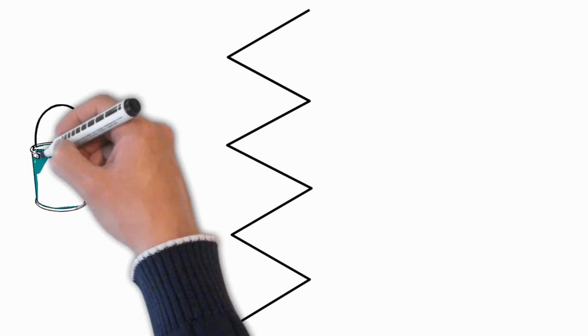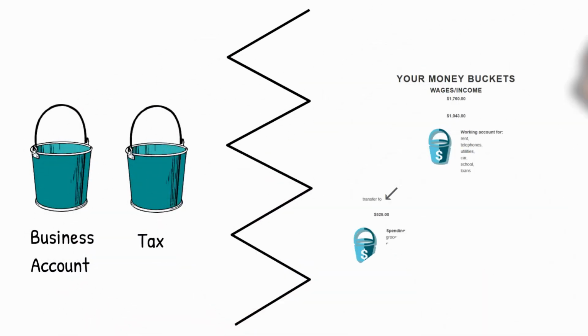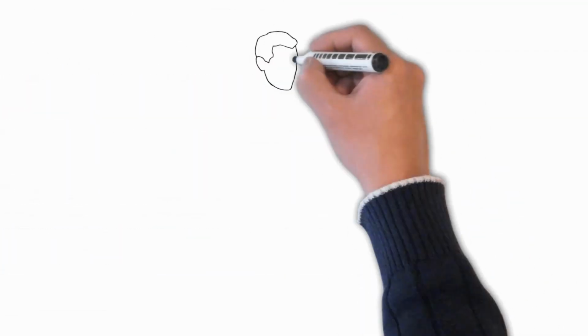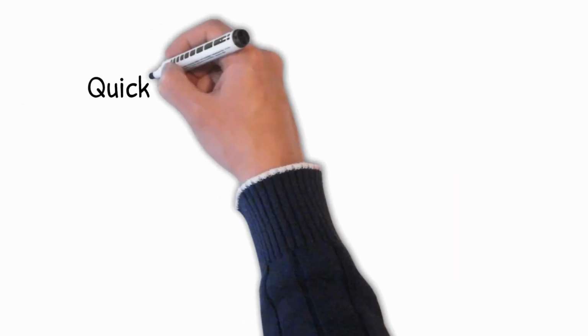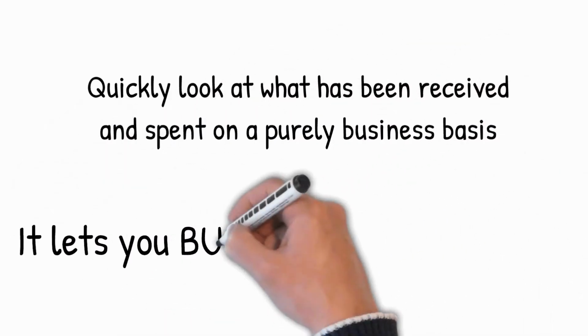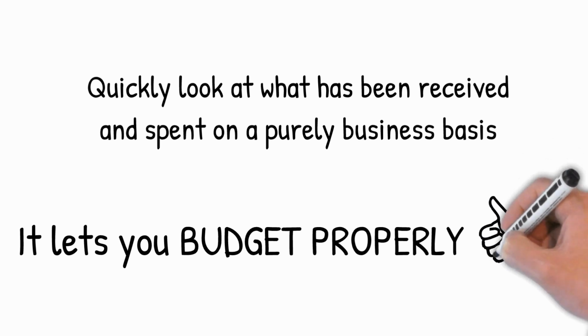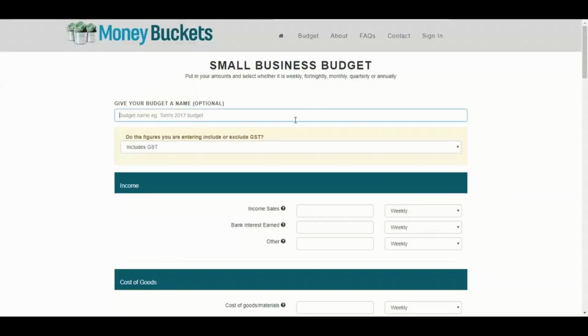We always suggest you have a separate business or trading bank account. This will definitely make your accountant's life easier and give you a much better idea of what money you have to spend and put away for tax. It lets you quickly look at what has been received and spent on a purely business basis. It lets you budget properly. We are going to work out what costs are going to be needed to run your business and can be used as tax or GST deductions.